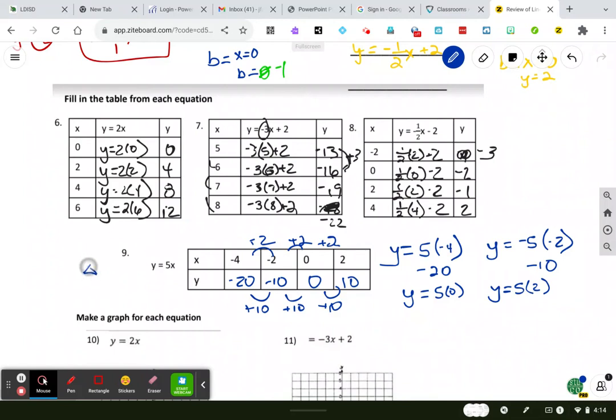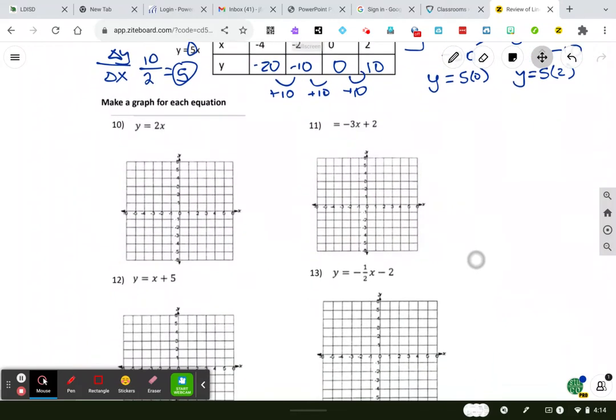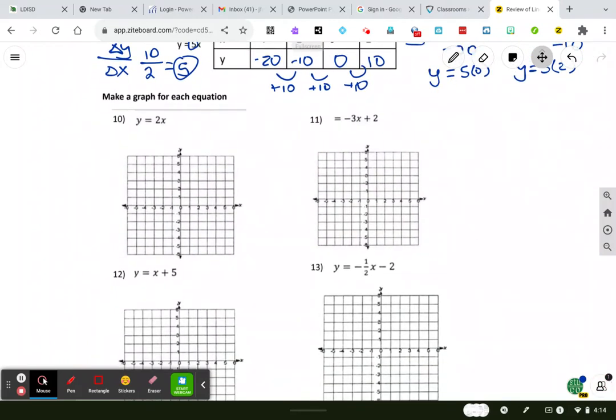So if we were to find the change in y over the change in x, the y is changing by 10, the x is changing by 2. 10 divided by 2 is 5. And that's what that number is. That's how it all connects. Okay, now we're going to make graphs from each one of these equations.